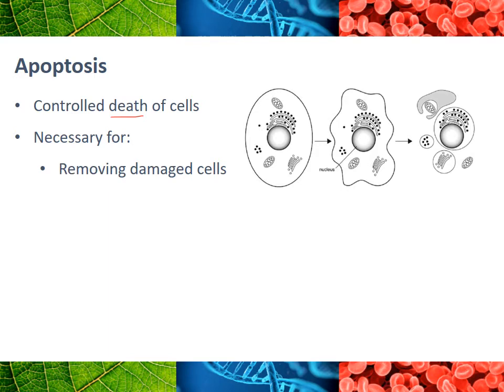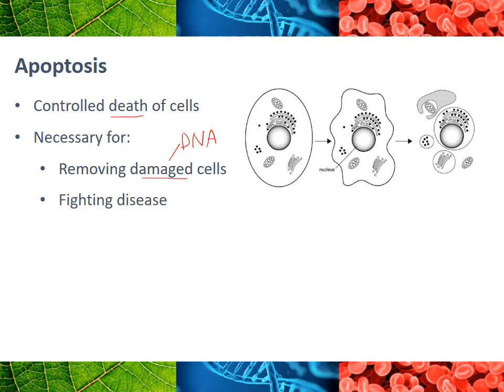So one of the first reasons for apoptosis is to remove damaged cells. And when we're looking at cell damage, it's usually damage to the DNA. If, for example, when a cell is dividing and the DNA doesn't copy itself properly, or there's something wrong with it, we don't want those cells to divide. So apoptosis would occur in a cell that is damaged.